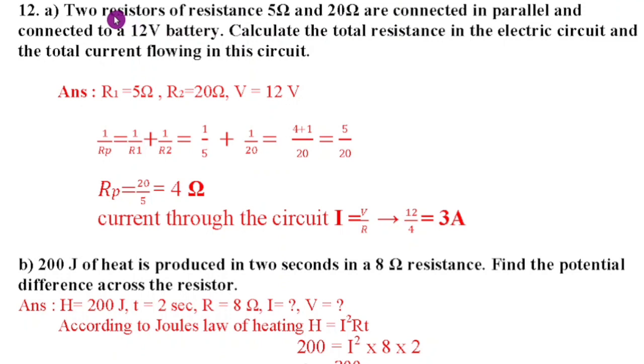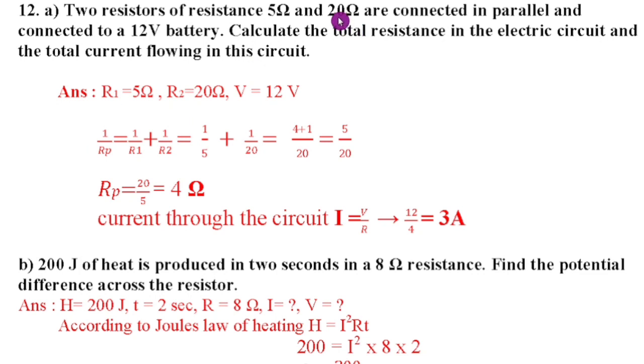First, we have to list out the data given in the question. There are two resistors, so that will become R1 and R2. R1 is 5 ohm, then R2 is 20 ohm. The battery is also given. They are connected to 12 volt. That means the potential difference V is given, that is 12 volt. We should calculate the total resistance and the current flowing in the circuit.